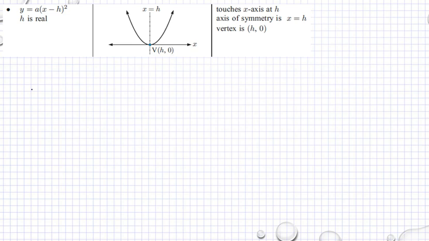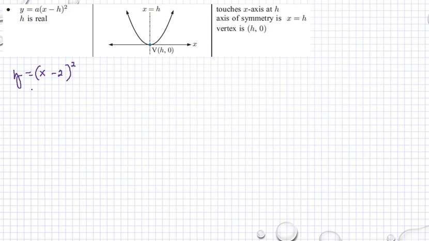This one is a little bit easier. As you can see here, when you have a square, it always touches the x-axis in just one point, which is h. And the h is also your axis of symmetry and also the coordinate of your vertex. So for example, I will give you the easiest one: y is equal to (x minus 2) squared.